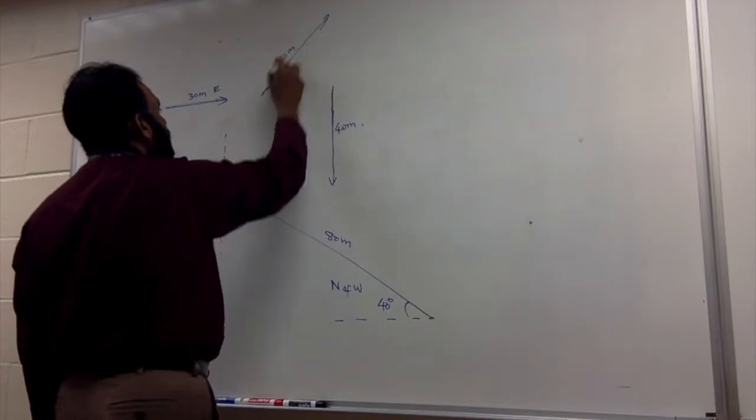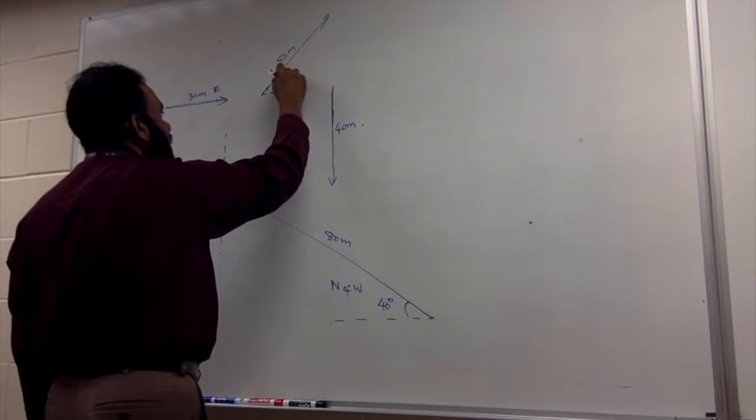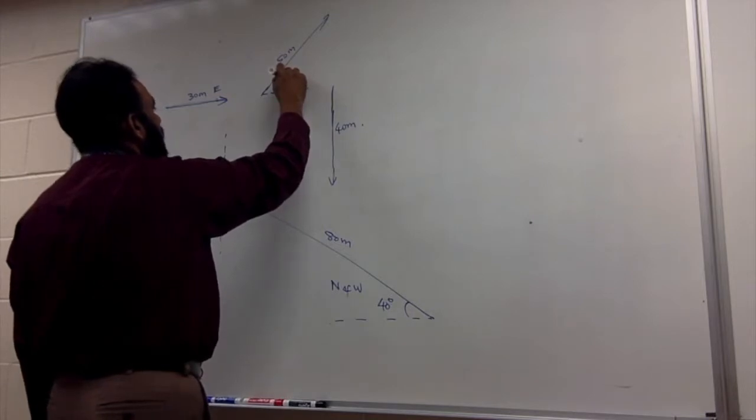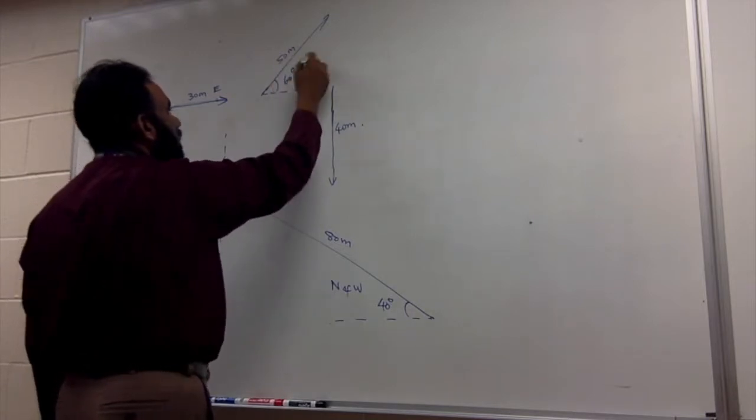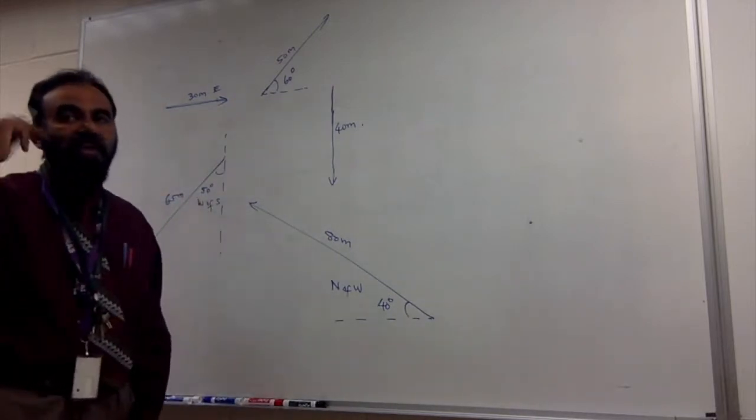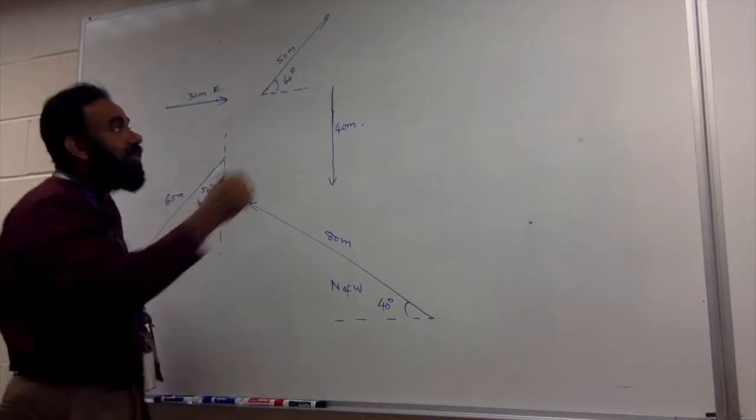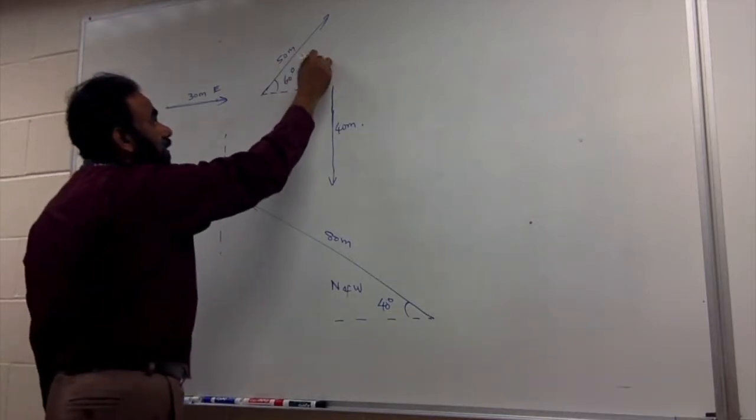50 meters at an angle of 60 degrees. What do you call that? Everyone should think, everyone should agree with that answer, and make sure that you understood what it is. Yes, what is this? North of east.